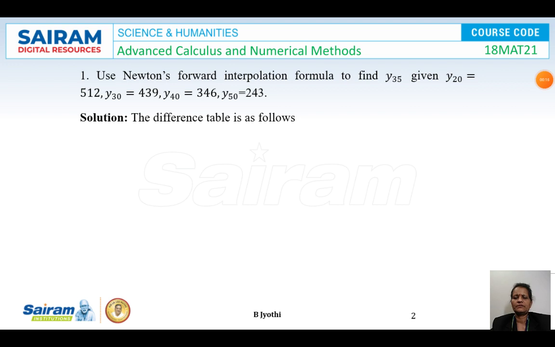First problem: use Newton's forward interpolation formula to find y35, given y20 is 512, y30 is 439, y40 is 346 and y50 is 243. First, we need to find out the difference table. So, let us find that one. It is given as follows.